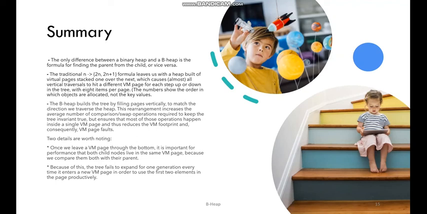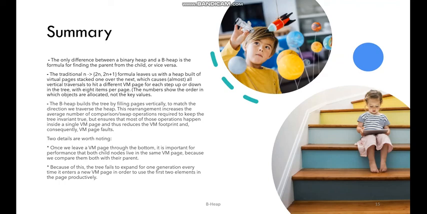In the binary heap, the traditional way of finding the parent from the child is: n is the parent, and 2n and 2n plus 1 are its children according to the formula. And vertical traversal hits a different VM page for each step up and step down in the tree with 8 items per page.